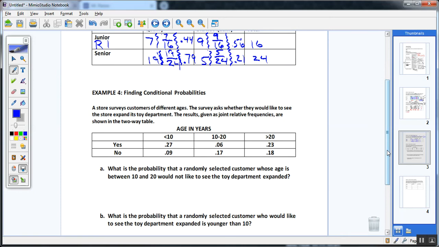All right, so let's talk here, kids. It says a store surveys customers of different ages. The survey asks whether they would like to see the store expand its toy department. The results are given as a joint relative frequency. So this is all about the overall totals. If you took all those numbers and added them up, what would you expect them to add up to? 1. In fact, I'm going to make a little chart down here. I'm going to put my little box down here and say that that's 1. I hope it's 1.